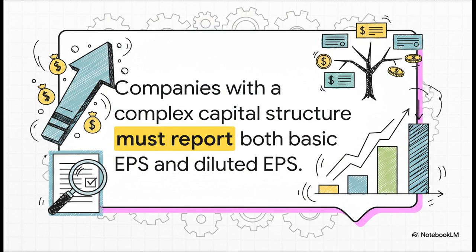Think of it like this. Basic EPS tells you how things are today. Diluted EPS gives you a critical peek into the potential future and how much your ownership could get watered down. It's the forward-looking number that accounts for promises the company has already made.